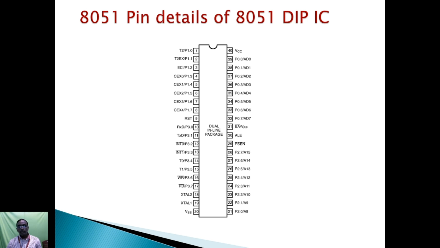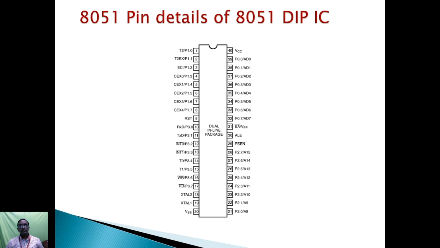Another one is pin 21 to pin 28, that is port 2. So port 2 has the higher order address bus, that is A8 to A15. Next, pin 29 is PSEN. Next one is the 30th pin, which is ALE. ALE means address latch enable. Next is EA, the enabling pin. Pin 31 is the enabling pin, enabling the chip.